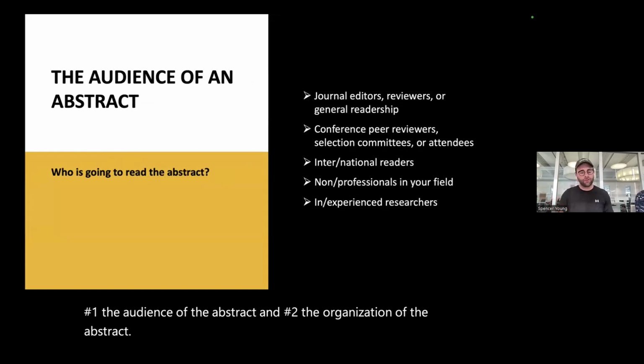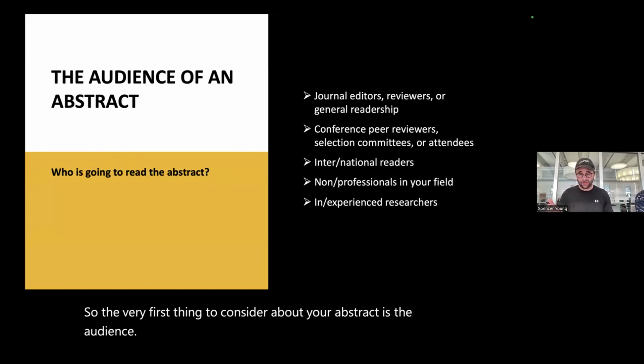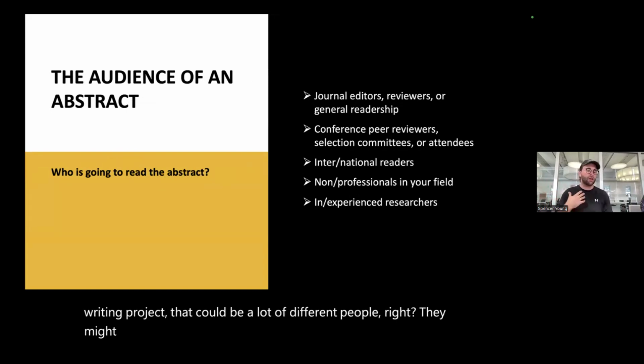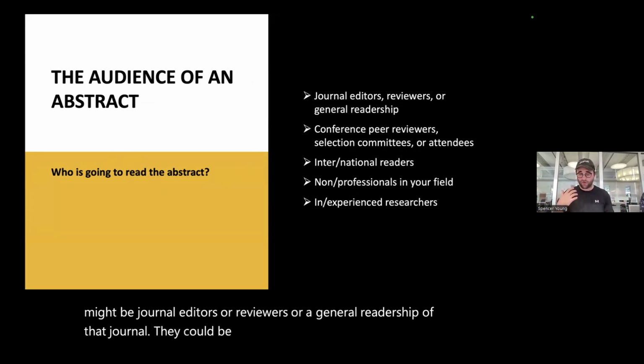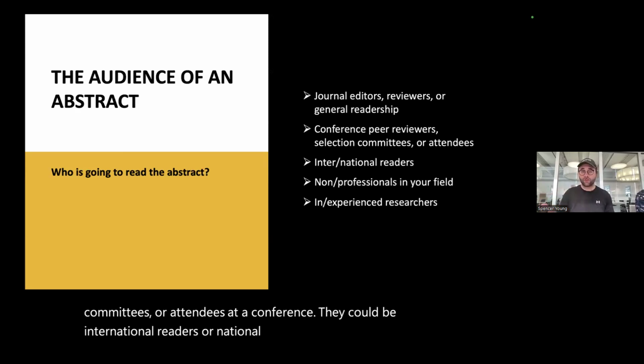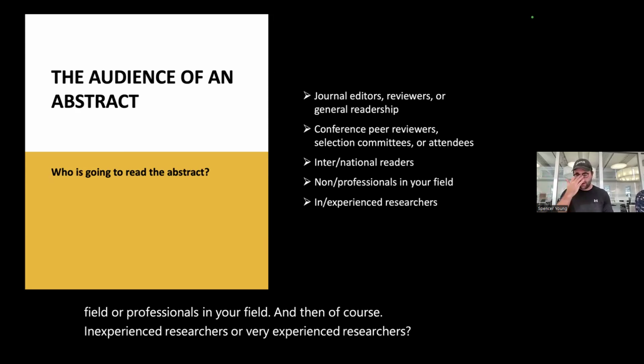The very first thing to consider about your abstract is the audience. Who is going to read this abstract? Depending on your writing project, that could be a lot of different people. They might be journal editors or reviewers or a general readership of that journal. They could be conference peer reviewers, selection committees, or attendees at a conference. They could be international readers or national readers, non-professionals in your field or professionals in your field, and then of course, inexperienced researchers or very experienced researchers.